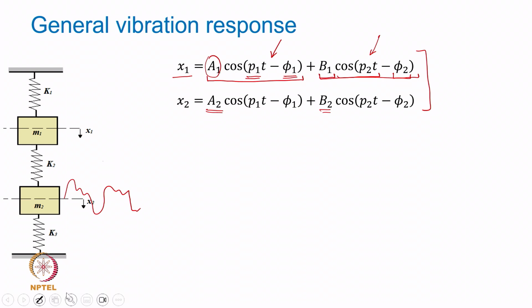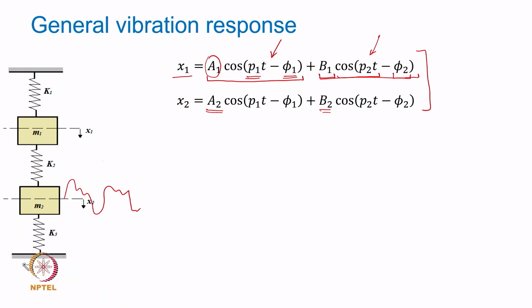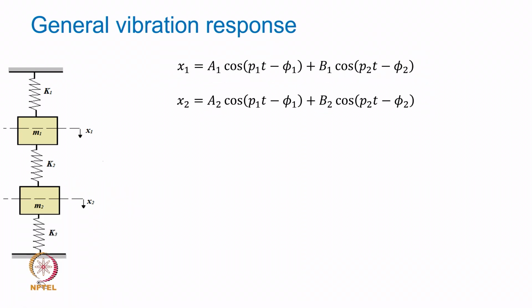Now, we want this solution to be obtained, and therefore, it should have known or computed values of A1, B1, phi 1 and phi 2 and also A2 and B2. You may notice that x1 and x2 are implicitly time functions. I mean, they are functions of time.